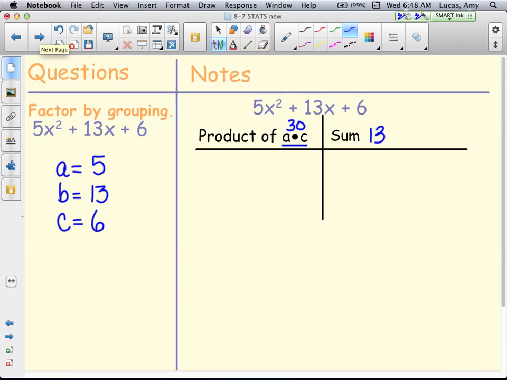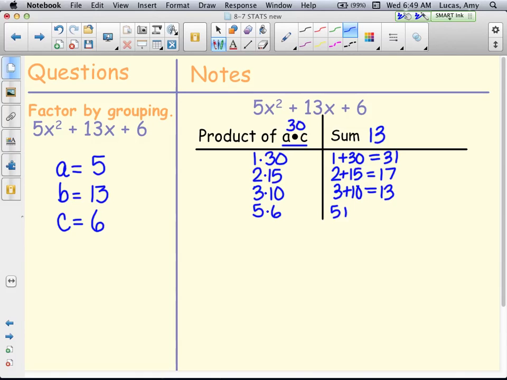So if I list all of the numbers that would have a product of 30, I can start with 1 times 30, move on to 2 times 15, 3 times 10, and 5 times 6. The sum of those, 1 plus 30 is 31. 2 plus 15 is 17. 3 plus 10 is 13. And 5 plus 6 is 11. So you see, we did find a sum of 13 like we were looking for. So the factors that we need to use are 3 and 10.